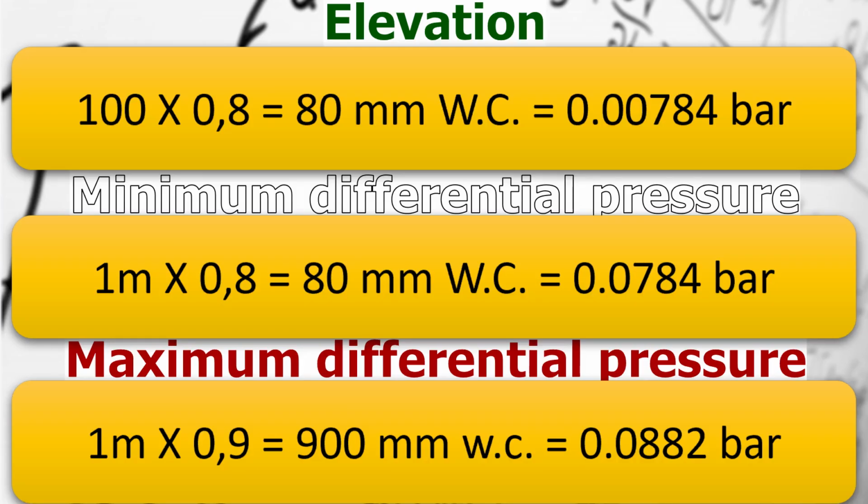Since the density reading must start at 0.8, the instrument must have the elevation of the first equation, since the minimum differential pressure is that of the second equation, and the maximum that of the third.